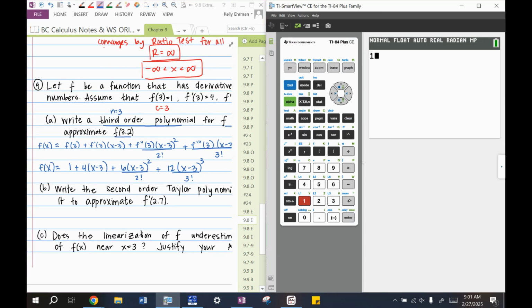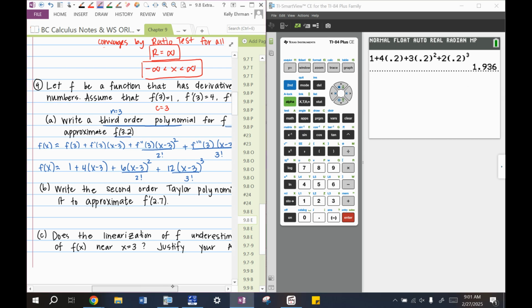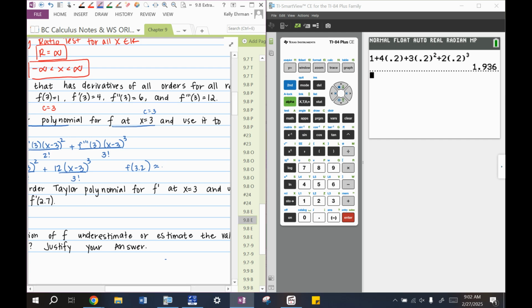All right, so it's 1 plus 4 times 0.2, which is the difference between 3.2 and 3. Plus, so 6 over 2 is 3. Oops, I meant to write plus there. 3 times 0.2 squared. And then 12 divided by 6 is 2. So plus 2 times 0.2 to the third. You don't have to simplify that. I'm just trying to save myself typing. But if I make a math error, then that's not great either. So just be careful. So 1.936. So f of 3.2 is about 1.936.